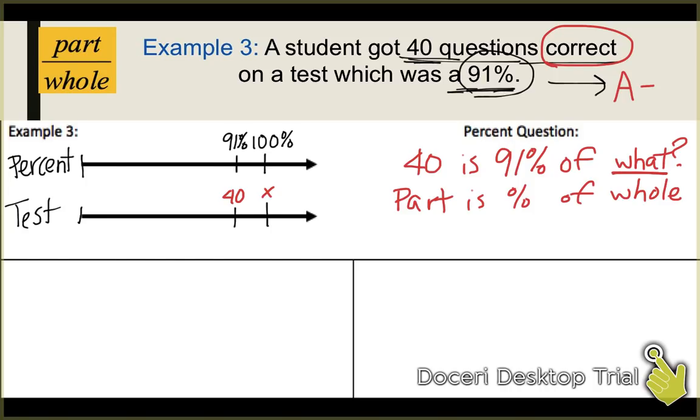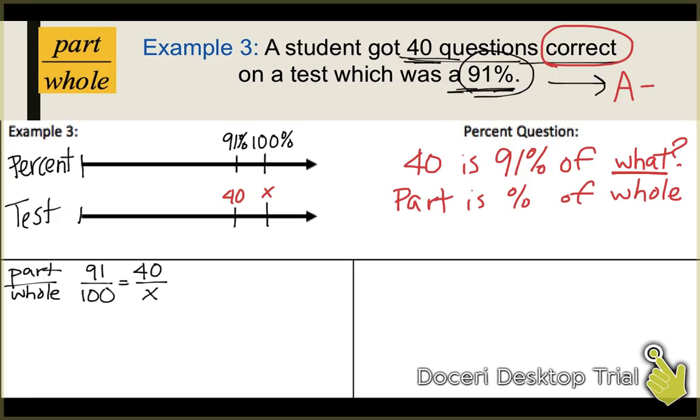Alright, let's try our percent proportion. I'm going to use the guide fraction of part over whole. And I'm going to set it up with my part of the percent. In this case, it's 91. And the whole amount of my percent is 100. Okay, now I'm going to talk about my test. The part of the test was 40 questions correct. And the whole of my test is unknown. I don't know what that is.